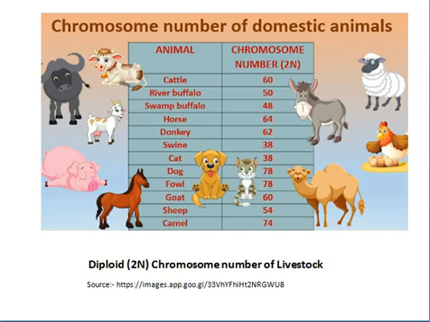Cattle have 60, river buffalo 50, swamp buffalo 48, horse 64, donkey 62, swine 38, cat 38, dog 78, fowl is also 78, goat is 60, sheep 54, camel 74. So you need to remember these chromosome numbers. Sometimes we do ask in exams.